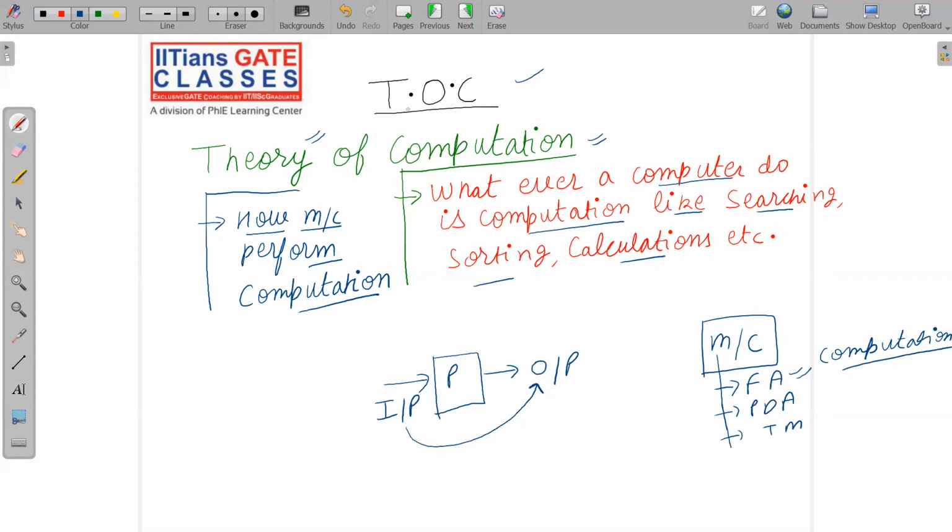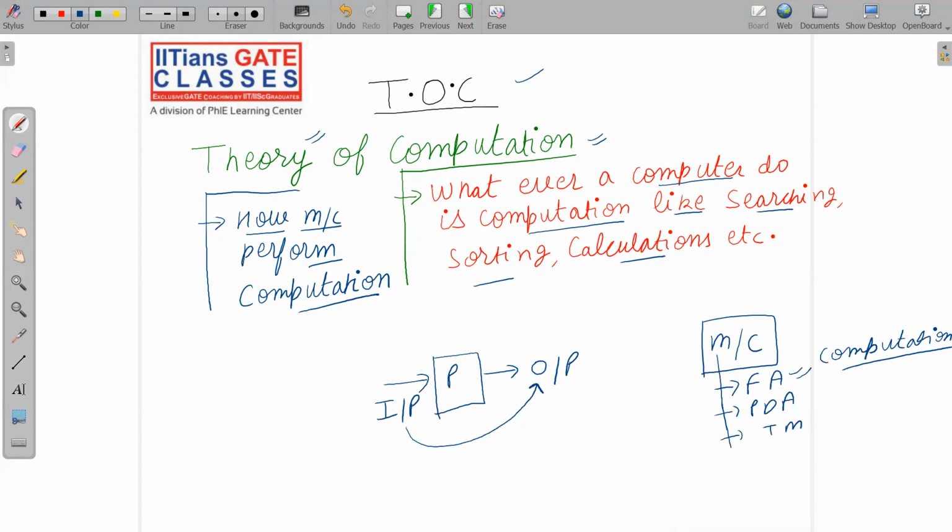So now read the full form again: theory of computation. Now I think you all are comfortable. Theory means how a machine performs computation, and computation means whatever a computer does. That means converting input to output. A computer can do various tasks, so all the tasks which can be done by a computer are nothing but computation only.